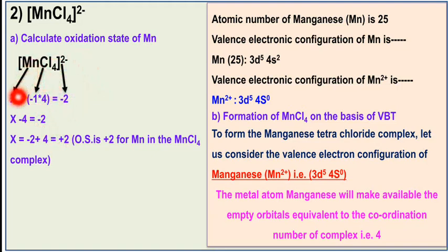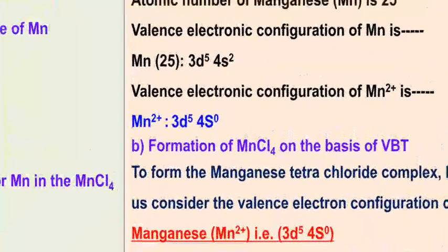Now for manganese, assume X, plus the charge of the chlorine, that is -1 into 4, is equal to -2. So X minus 4 is equal to -2. So shift this -4 to the RHS. So X is equal to -2 plus 4. So by doing the algebraic sum, the value of X is +2, and that +2 is simply the oxidation state of manganese in the MnCl4 complex.